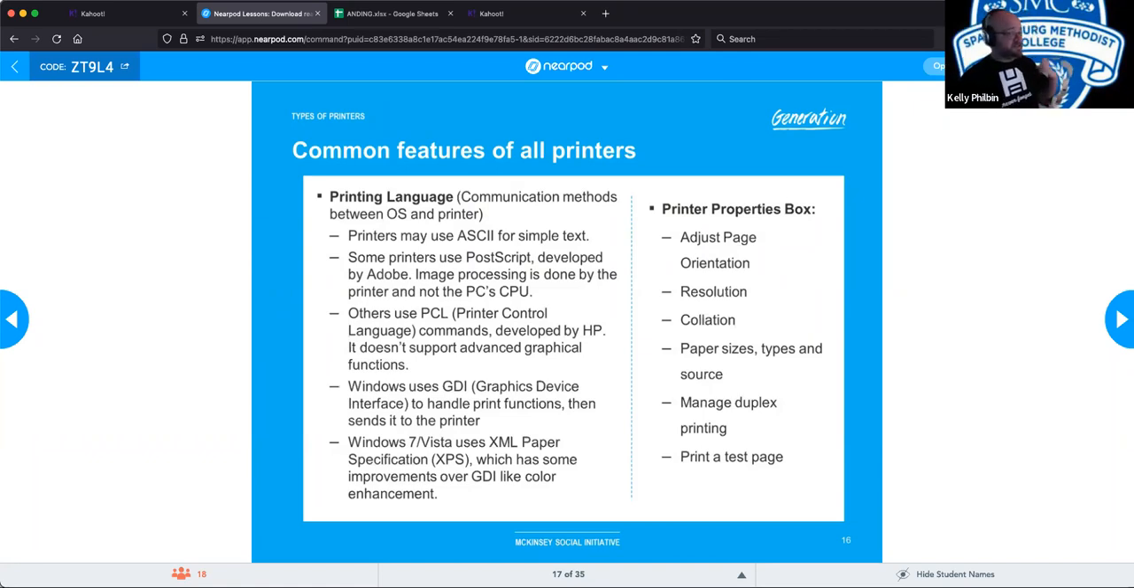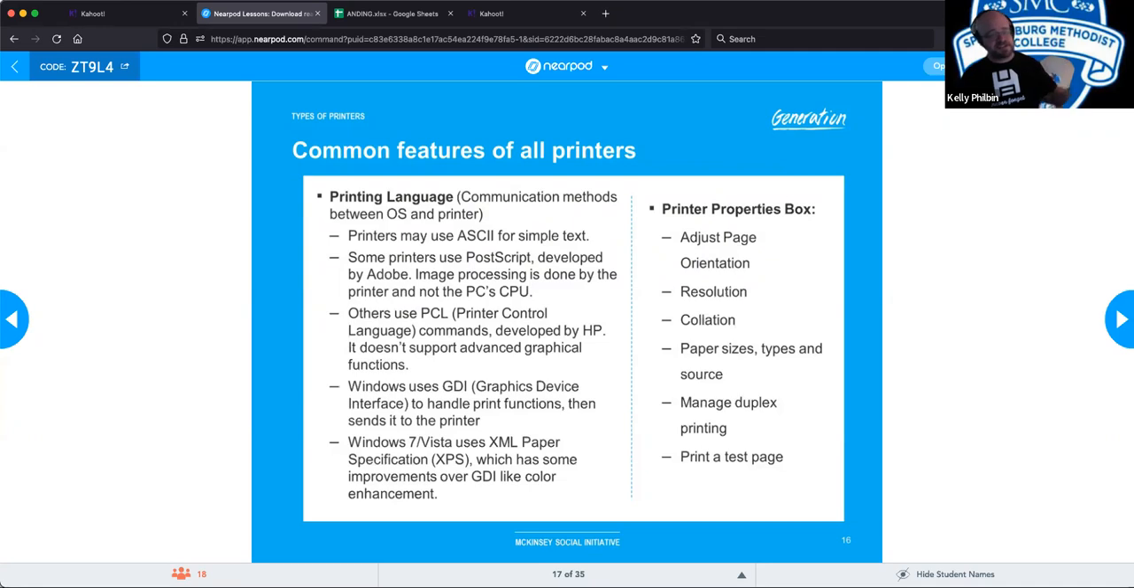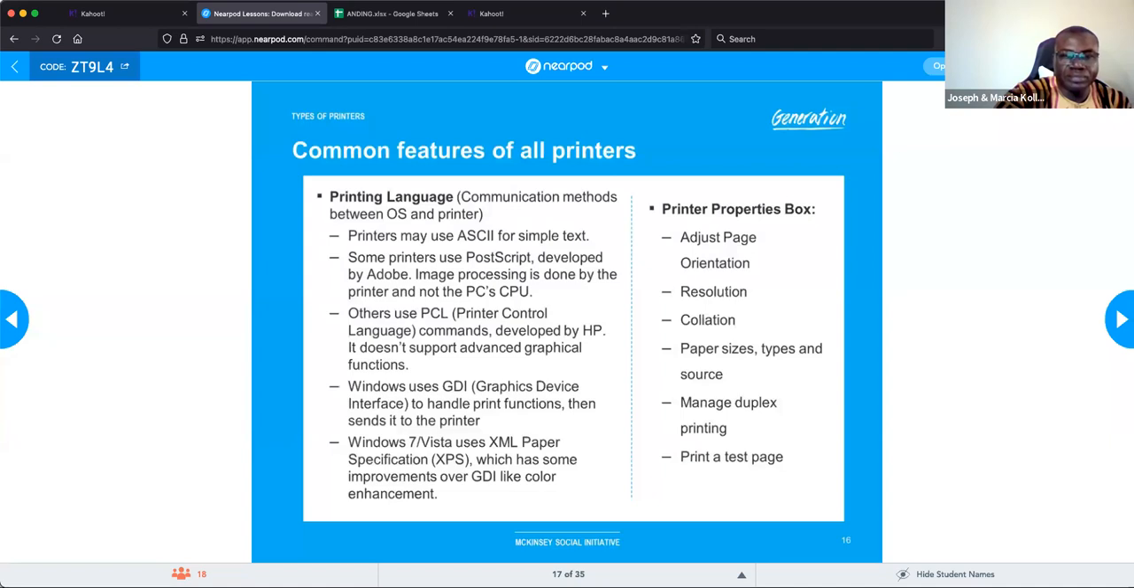Collation and duplex. What was duplex again? It's not two houses stuck together. Sides. Printing on both sides of the paper. Yes, Joseph. Okay. What is duplex? Duplex, yes, it's printing on both sides of the paper. So printing on both sides of the paper, very good.